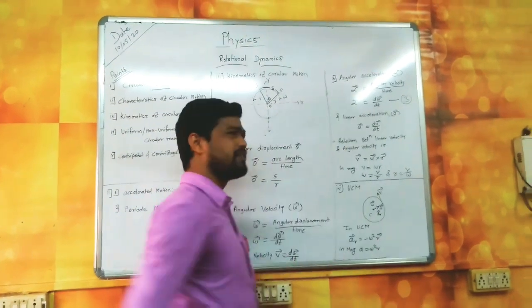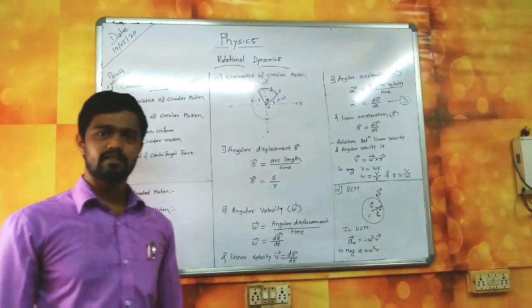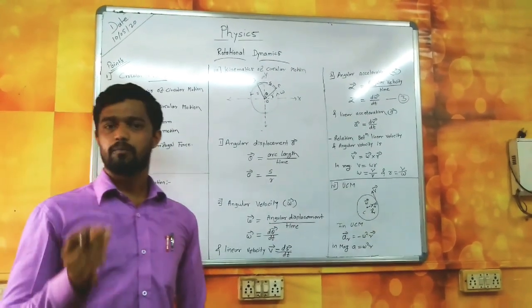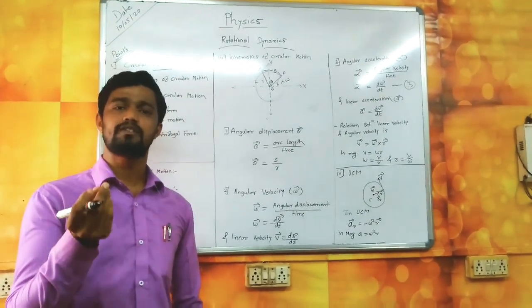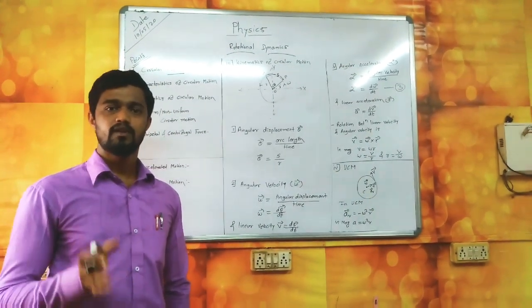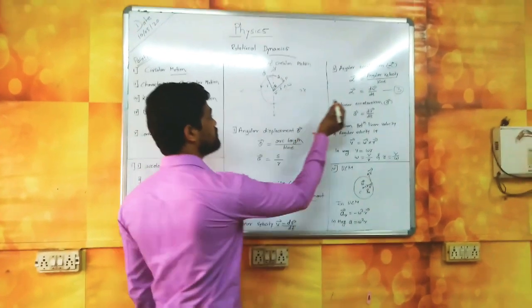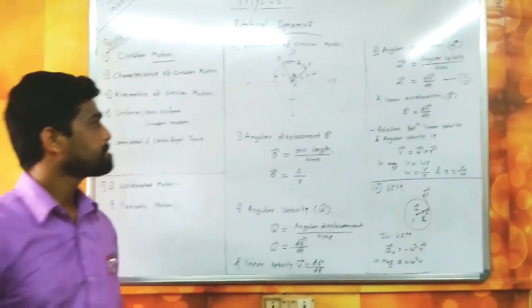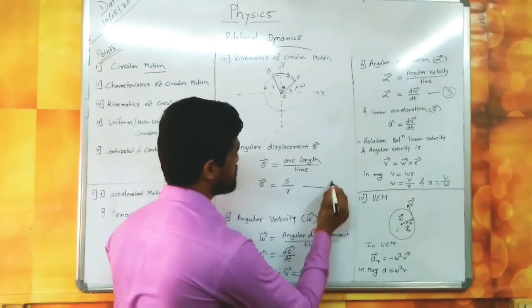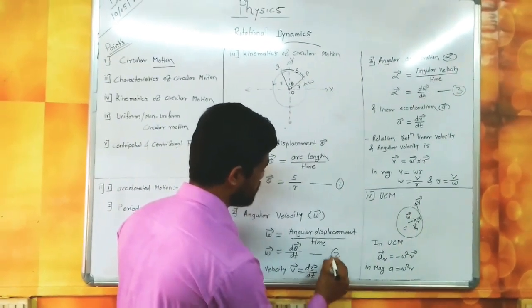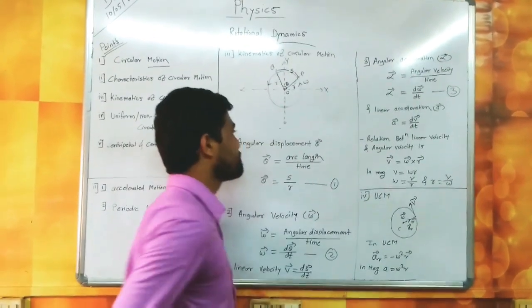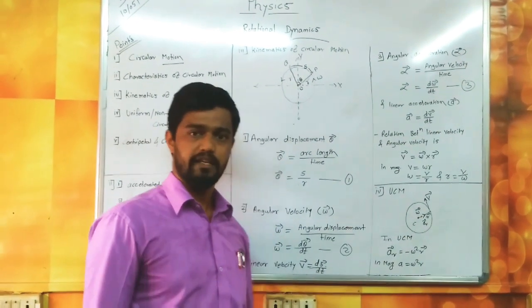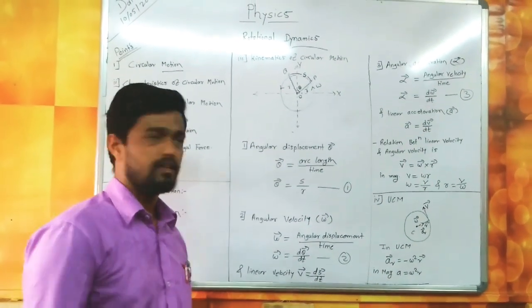So next, third one is angular acceleration. You know acceleration depends on velocity upon time. So angular acceleration obviously depends on angular velocity upon time. So you get alpha bar is equal to d omega upon dt. This is equation number 3. First one is this, equation number 1, this is equation number 2, and this is equation number 3. And linear acceleration a bar is equal to dv upon dt. This is called linear acceleration.